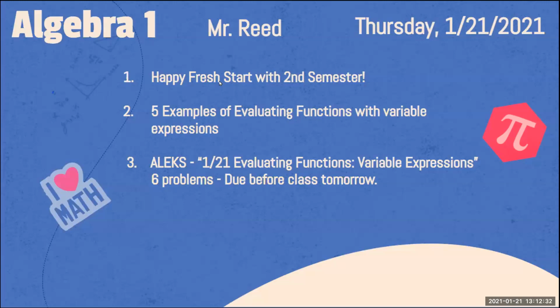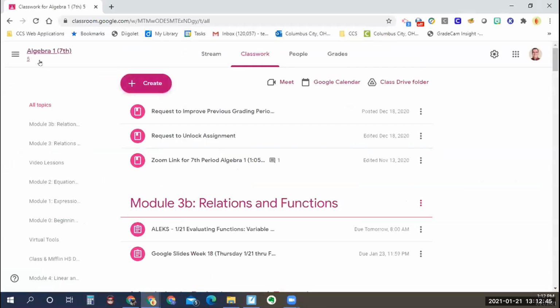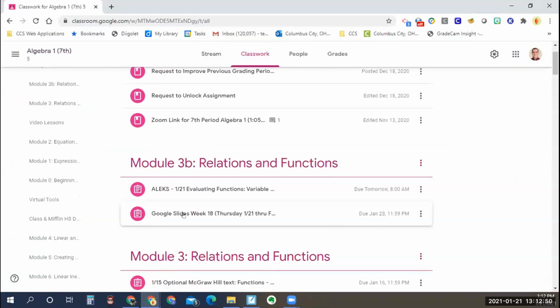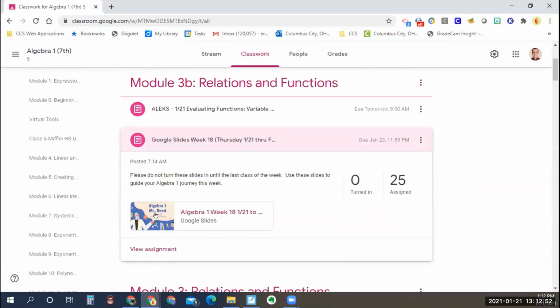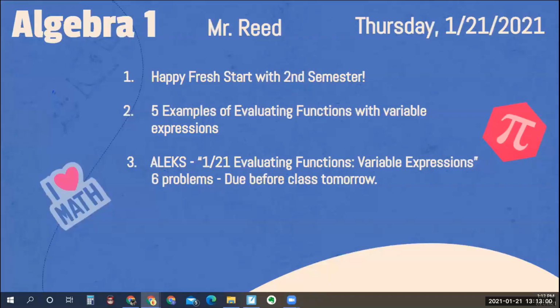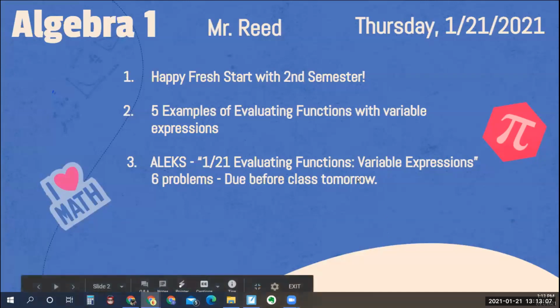Anyway, these Google Slides, it says Google Slides week 18 there in that section. If I drag this up here, this is our classroom. You see module 3B right here, and this is the Google Slides I'm talking about. You click on that, click down here, and you'll have the whole slide deck. Everybody's going to need that slide deck today, guys, because we are actually going to do some screenshots of Mr. Reed's hard work, so you don't have to do so much hard work.